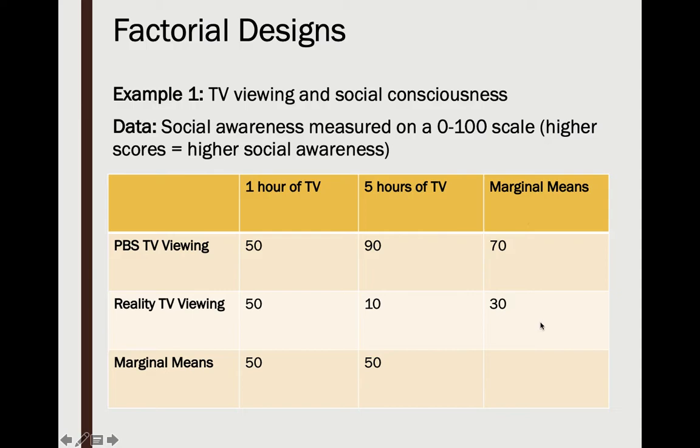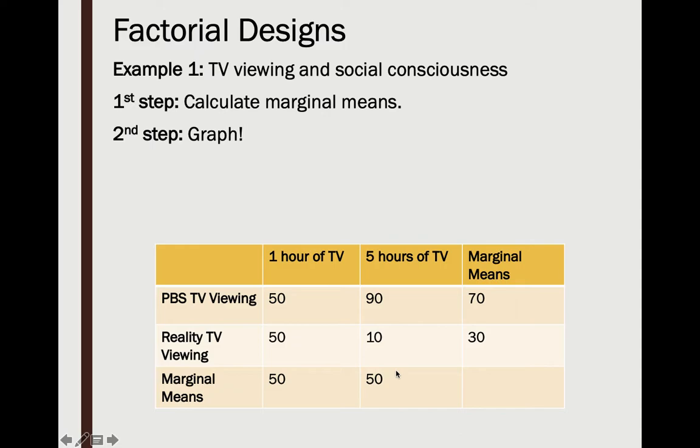Our marginal means right here are means across. So the marginal mean of PBS viewing, 50 plus 90 divided by 2, is 70. The marginal mean of reality TV viewing, 50 plus 10 divided by 2, I missed that, is 30. And then here are our marginal means for hours. So averaging across type of program, 1 hour of TV resulted in a social awareness of 50. 5 hours resulted in a social awareness of 50 as well. So step 1 is to calculate the marginal means. We already did this, and I think it's done for you on that sheet.